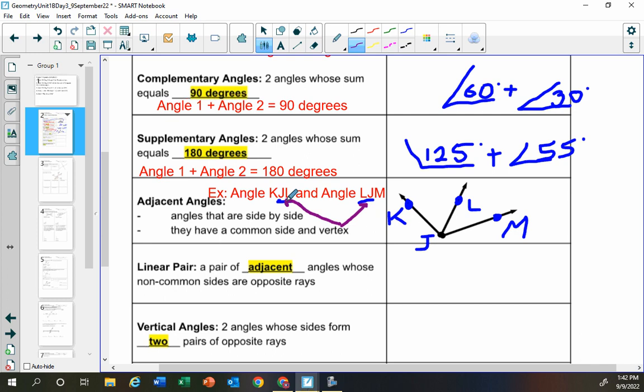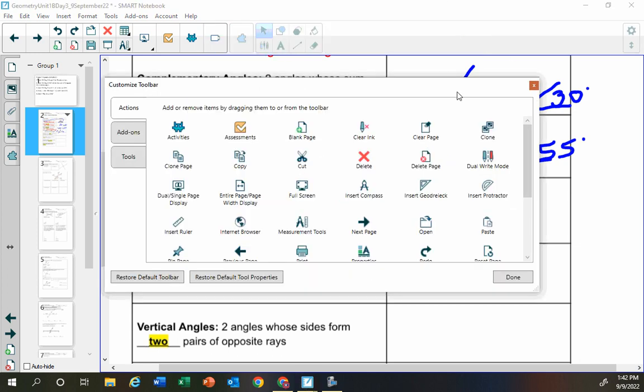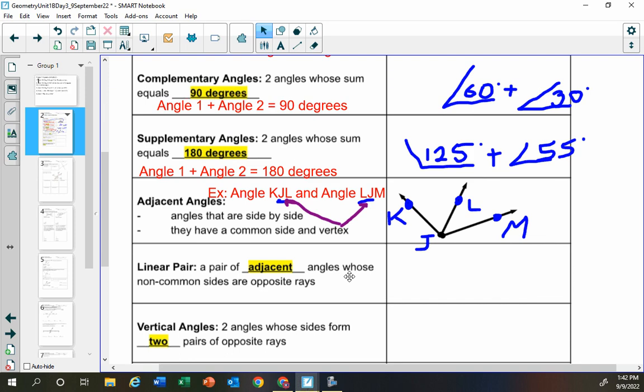You see the J there. That's very important. Your common side was J and L. There's your common side. There's your vertex. And the vertex, the turning point, should always be in the middle. Always, no exceptions. So vertex is your turning point. I'm just going to add that in real quick.